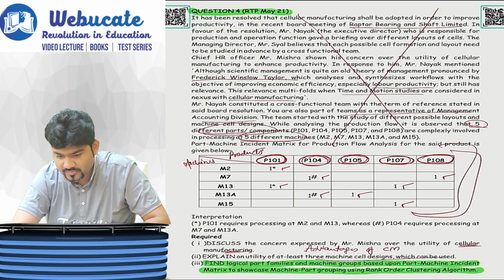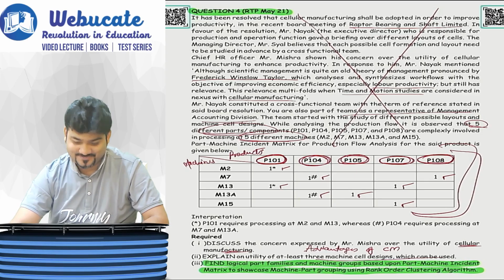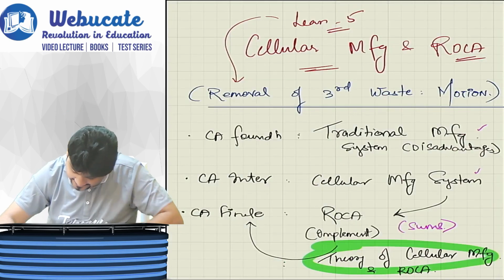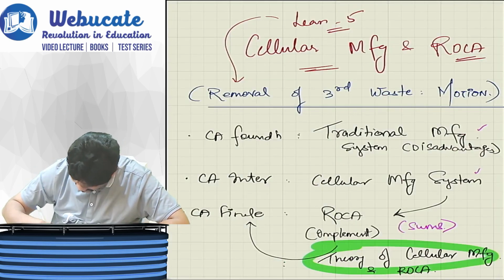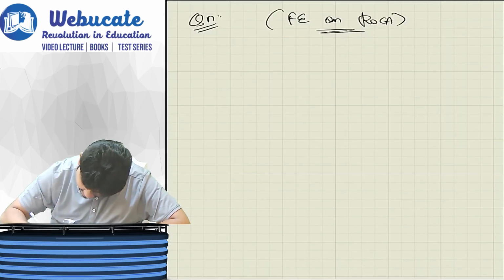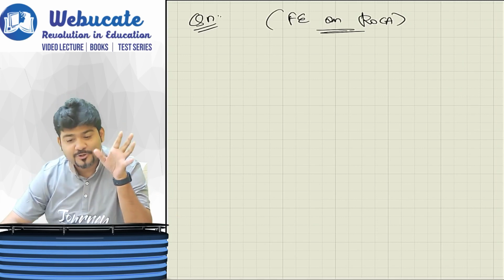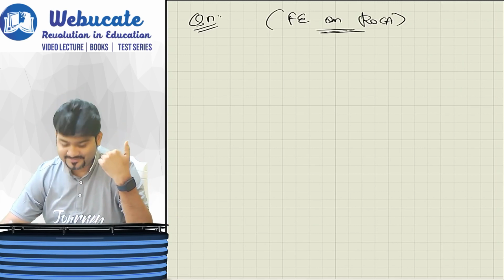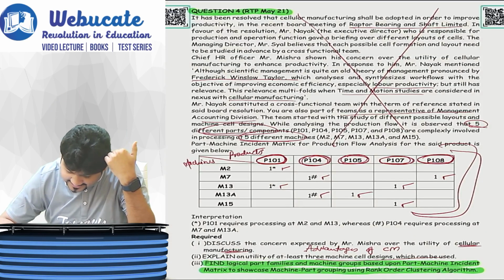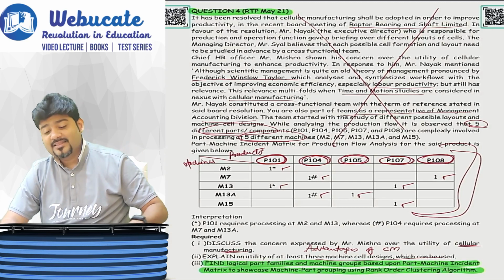So this starts with the steps of ROCA, which have to be followed here. Let's start. The first thing that we need to do is make the matrix as it is.